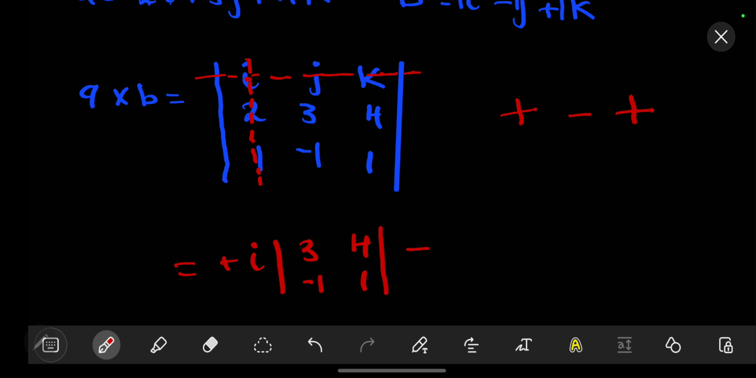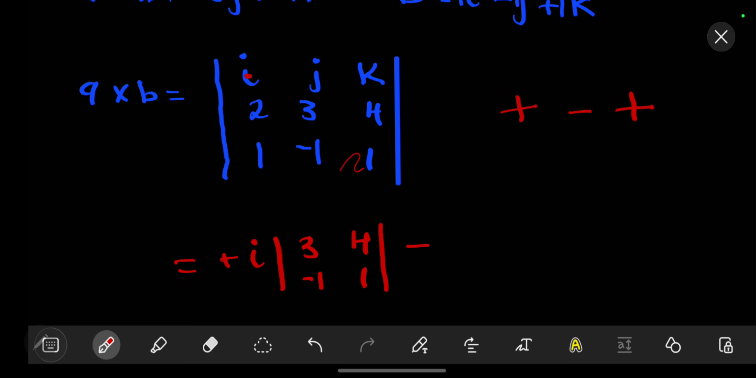Then you go for your second column. You are going to do the same. So second column, do that, but on top you are going to be doing that. Now where do they meet? They meet at J.